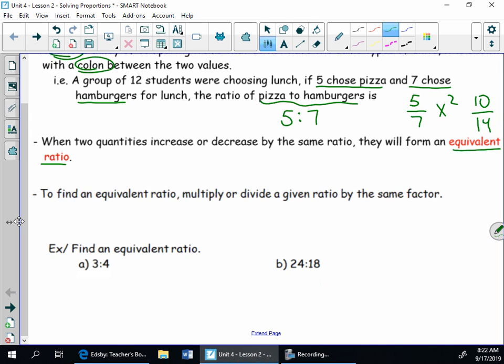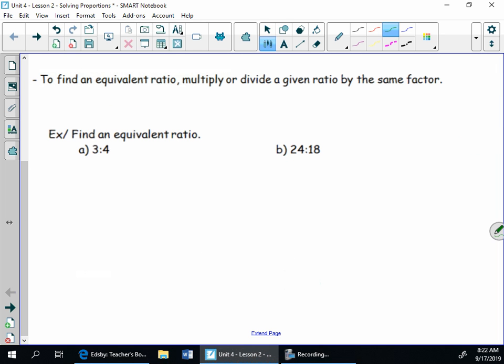So give me something equal but different, in other words equivalent to 3 to 4. And we talked about, most of us do the lazy one, 6 to 8, just double it. Or the other lazy one, 30 to 40, times it all by 10. But again, as I said, we don't always have to make them bigger. We can also make them smaller.